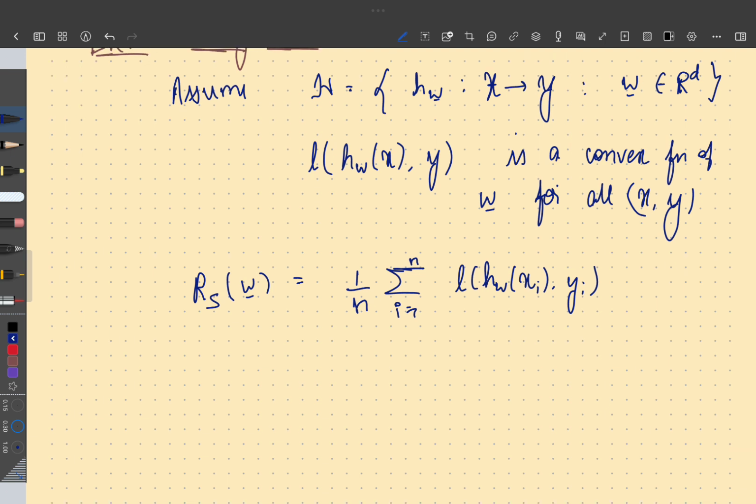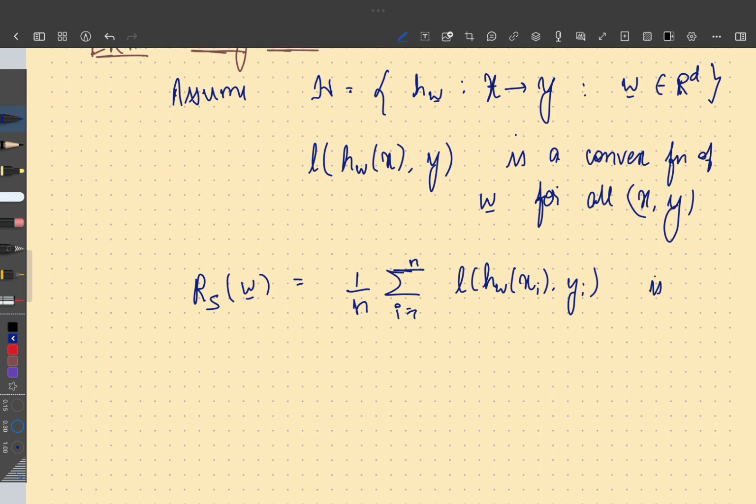If L is a convex function of W, then a sum of convex functions is also convex. So therefore, the empirical risk is also a convex function of W. So this automatically means that all of the previous results that we derived, rate of convergence of gradient descent for convex functions, also holds true for gradient descent in trying to solve this empirical risk minimization problem, which is good.